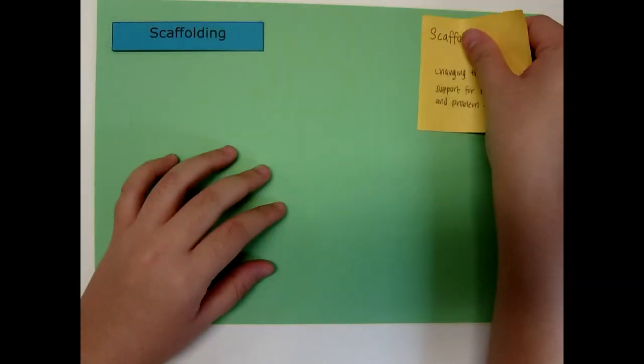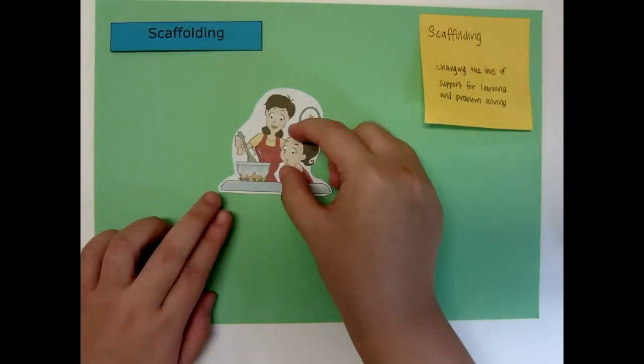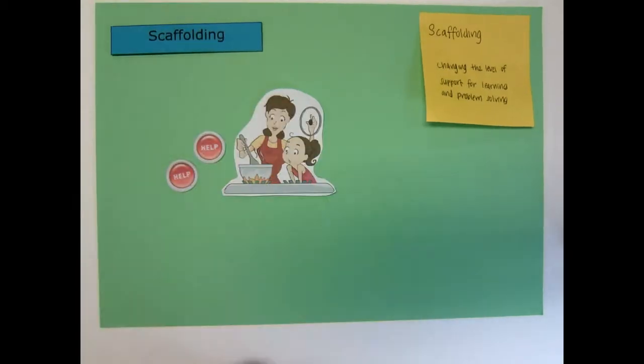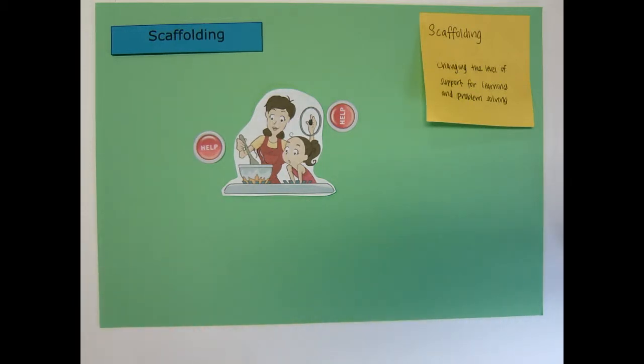Next, scaffolding. Scaffolding means changing the level of support for learning and problem solving. When a child is learning a new task, more support is needed. The level of support will decrease as the child's competency increases. Scaffolding allows children to attain the upper limits of the zone of proximal development.